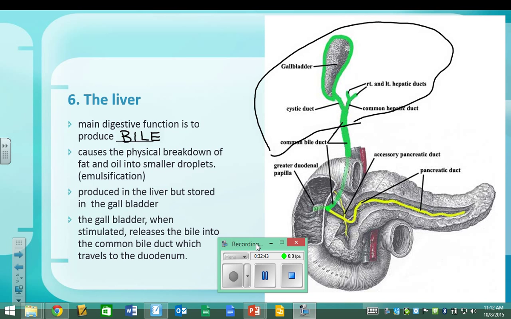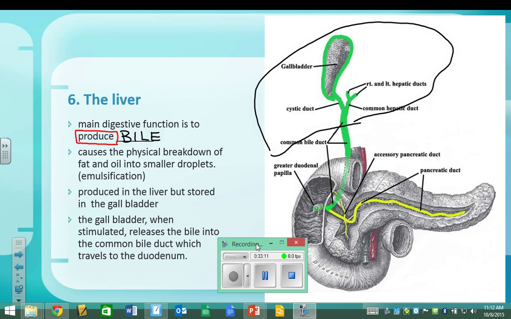Now bile, you might remember in the first video I showed you, it was sort of like a nice neon green color, very beautiful, came squirting out like a fountain. It's quite pretty. But that is the main digestive function of your liver. Your liver produces the bile. And I'm highlighting the word produce because your gallbladder does something slightly different with it.